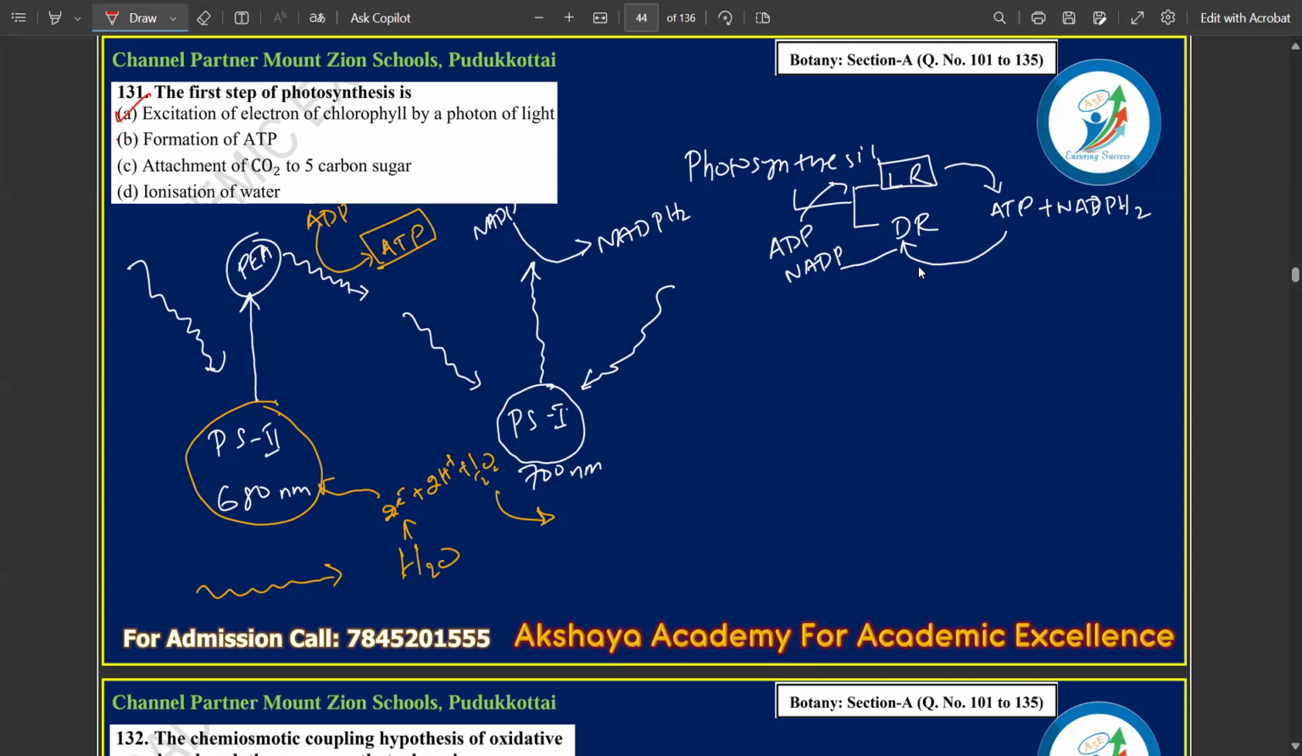Then ionization of water, which is also known as photolysis of water. Photolysis of water is useful only when the PS2 system has lost its electron, and it will only lose it when excited by the sunlight. We can also call it photooxidation, because it results in the discharge of electron. So your right option will be option A.